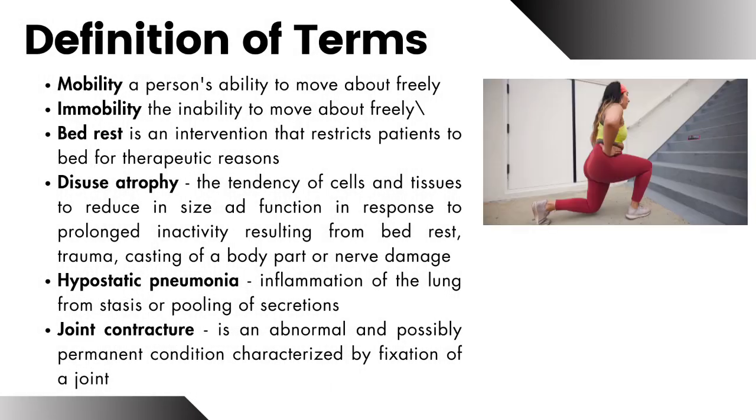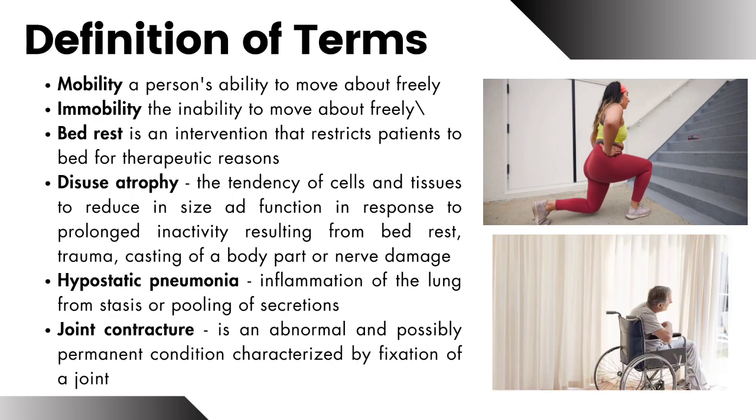Definition of terms. First is mobility. This means being able to move around easily. When you're mobile, you can walk, run, or move without any problems. Next is immobility. This is the opposite of mobility. It means you can't move around easily. This could be because of an injury, illness, or other reasons.